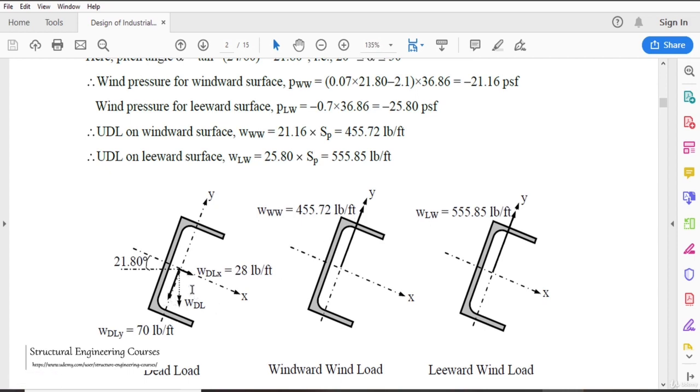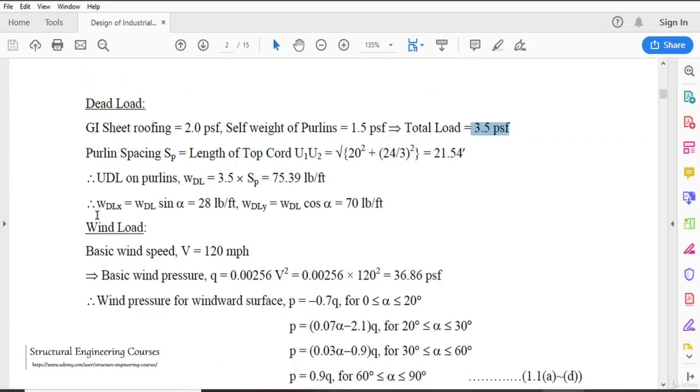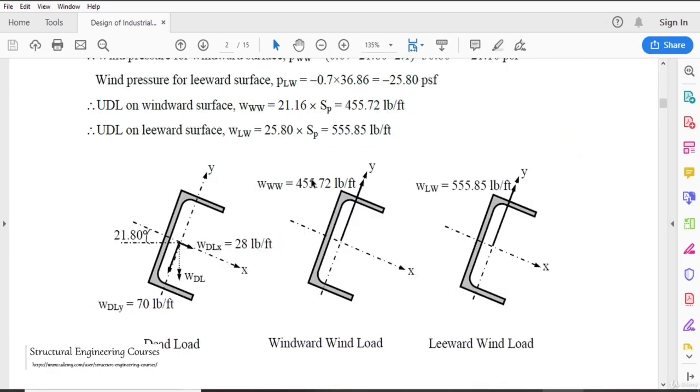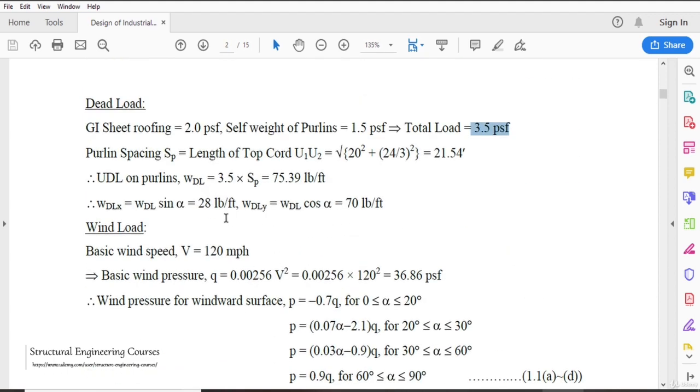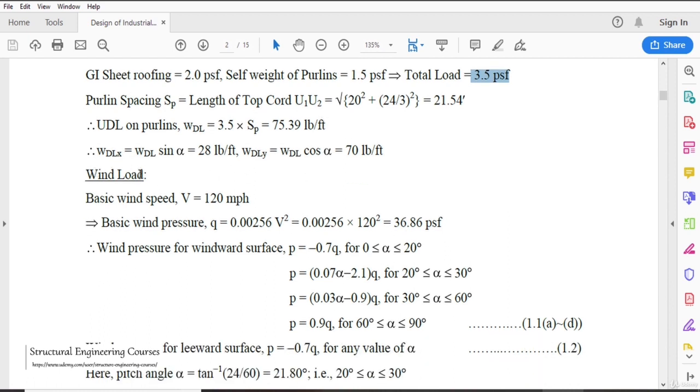So this is the section that is showing us the split components. Along the x it is 28 pound per foot, that is this value. The x-axis is the local x-axis of the purlin sections here, and along this y-y axis it is 70 pound per foot, in the direction of gravity, and this angle is 21.8. So this is simple trigonometry that the author is using here. So we can calculate the vertical and horizontal component for the dead loads, similarly for the wind loads also.